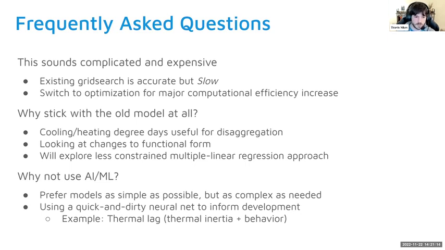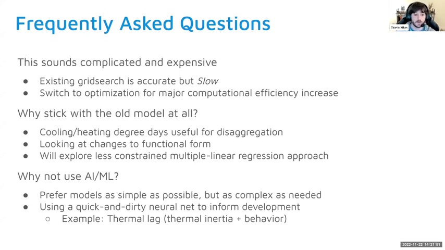Next question. Why would we want the old model at all? You might notice that I didn't talk about multiple linear regression or standard approaches from a data science perspective. The reason for that is that we think that the cooling and heating degree days are extremely useful for disaggregation. This allows us to have some estimate of whether you can install an AC unit and see some sort of benefit in the south. So we want to preserve that, which means I'm constrained to needing a model that still preserves having heating and cooling degree days.